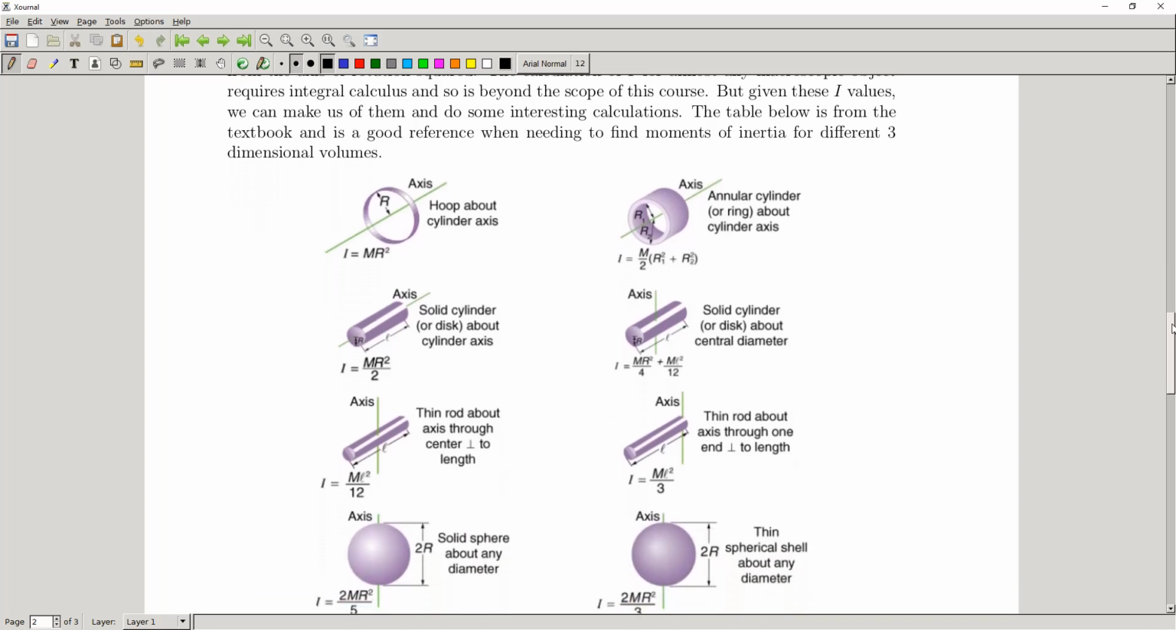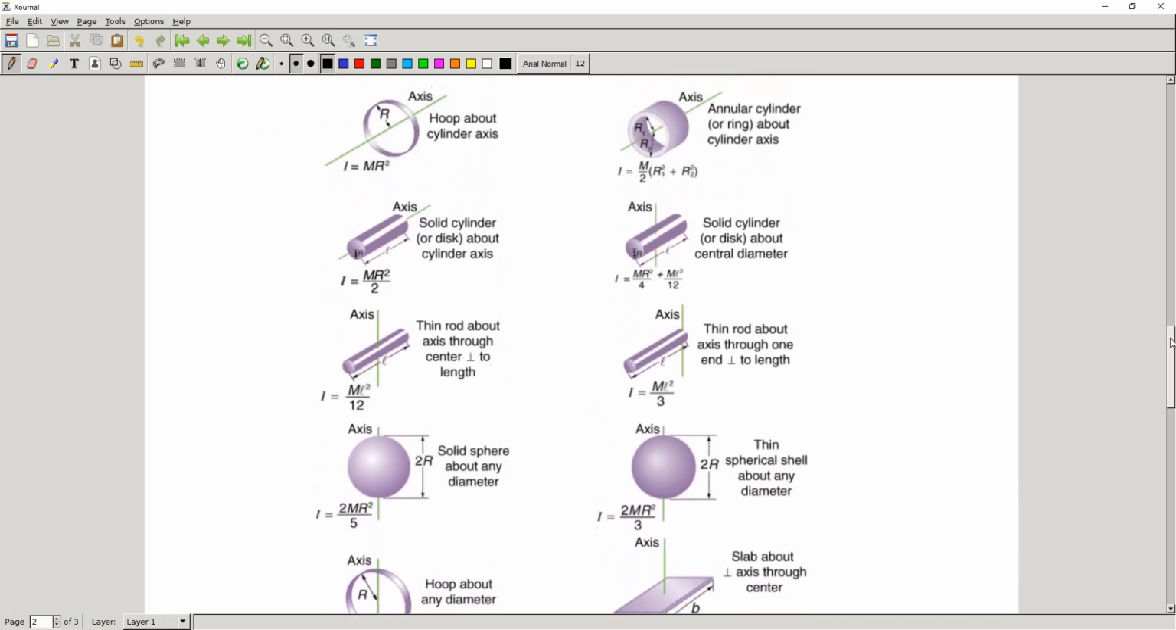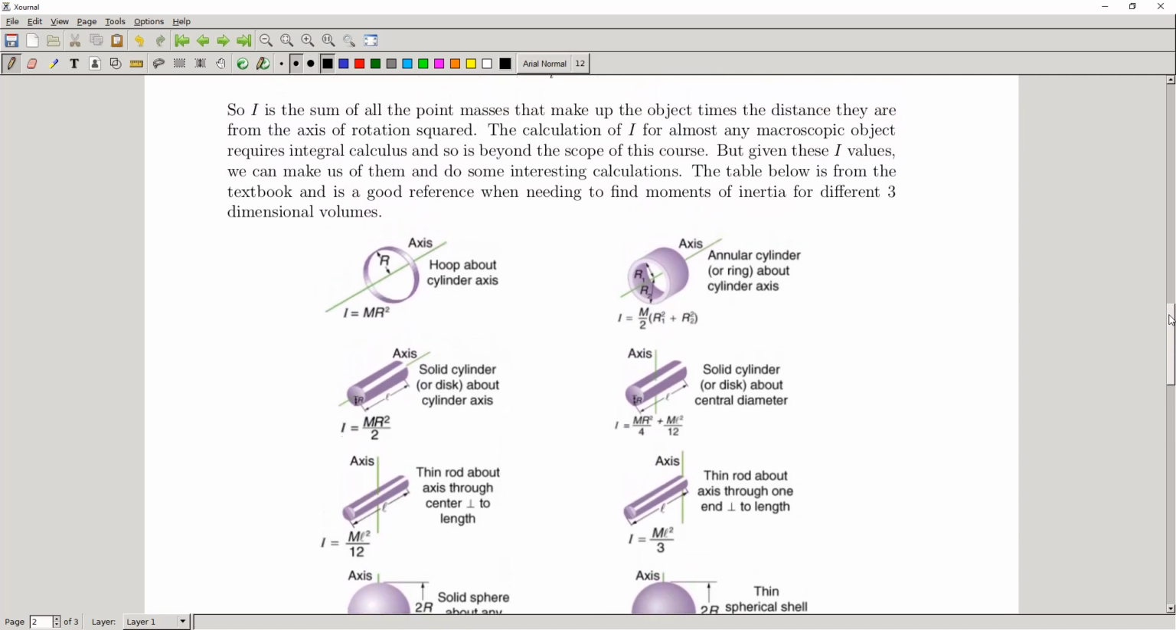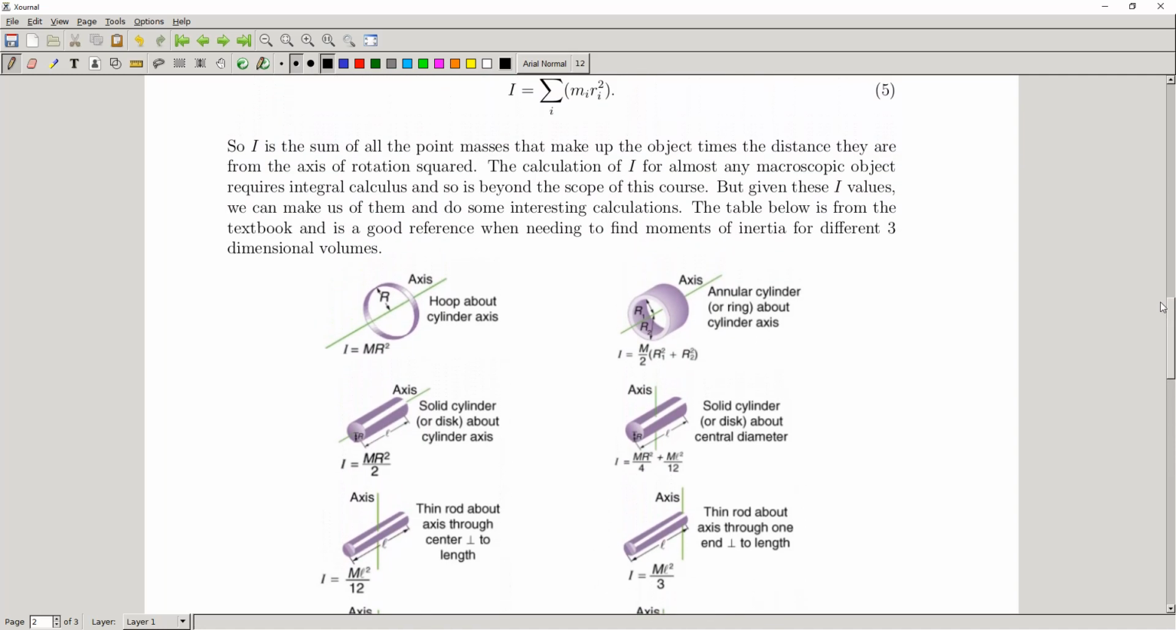So this table that you see here, with a bunch of different shapes and their axes of rotation, is a table that came from the textbook, right? And so you can see here what you have is the object. Let's say this first example, we have this hoop, and it's being rotated about the cylindrical axis, the axis that runs through the center of the hoop, right?